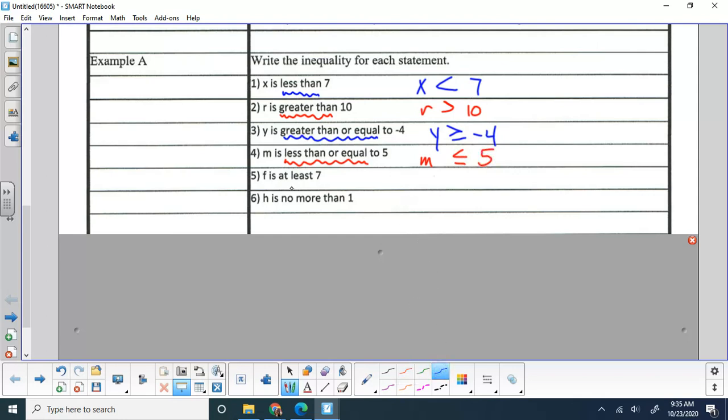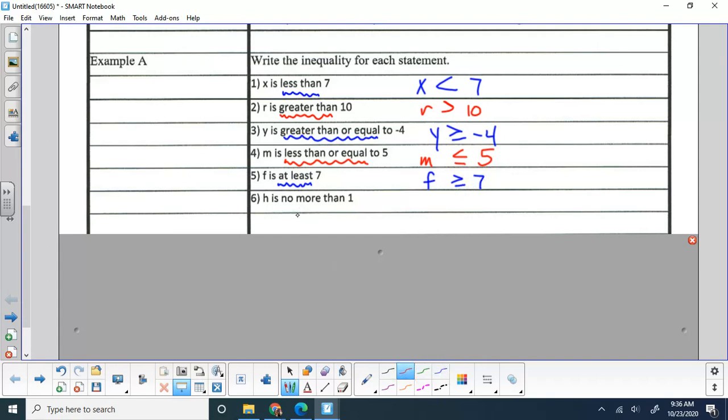All right, next one. F is at least. So we have to think about, what does the word at least mean? Does it mean it can be more than it, or does it mean it can be less than it? Well, hopefully you said at least means more than, which means greater than. So it's anything that's bigger than it. So F is greater than or at least 7. But it could also equal it, because again, at least means we have 7, but we could have more.